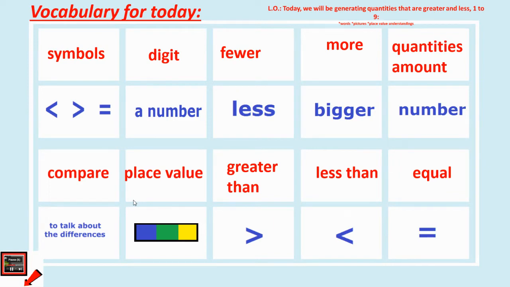Symbols, we have our symbols. We have less than, greater than, and equal to. Digit is a number. Fewer means less. More means bigger. Quantities and amount is another name for a number. Compare means to talk about the differences. Place value, well, we have our place value right there, our hundreds, our tens and our ones, and for kindergarten, just tens and ones, the green and yellow. Greater than symbol, less than symbol, and then an equal symbol.